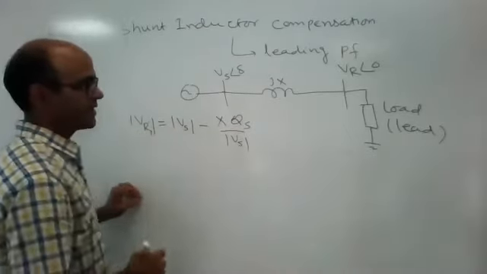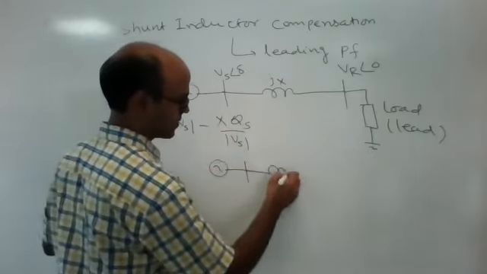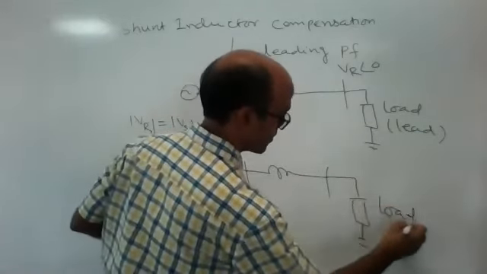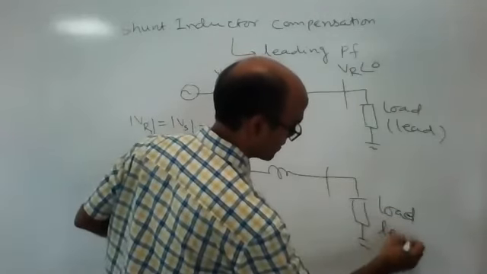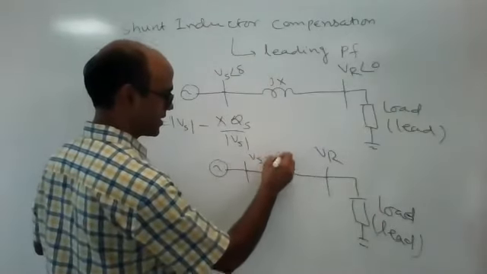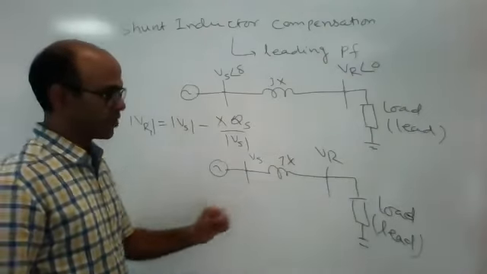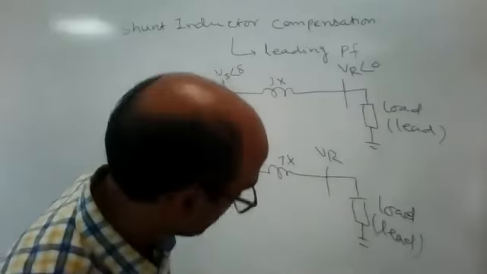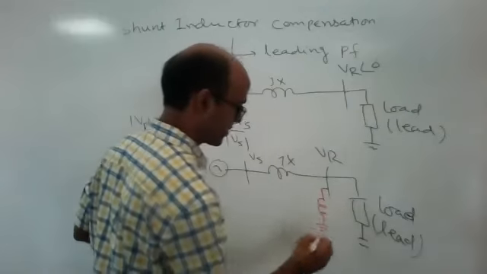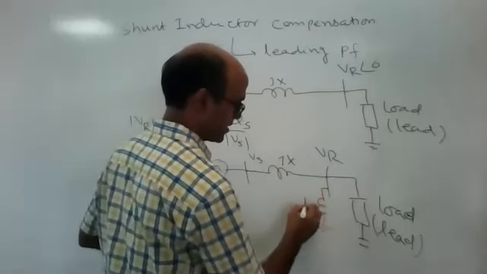Before connecting the inductor. Now I will connect the inductor. So this is a line. Here is a load. The load is leading. Okay. There is a voltage. Here is Vs voltage, jX. Again, I am assuming the power consumed by the transmission line is 0. Now, to maintain this voltage constant, we have to connect an inductor.